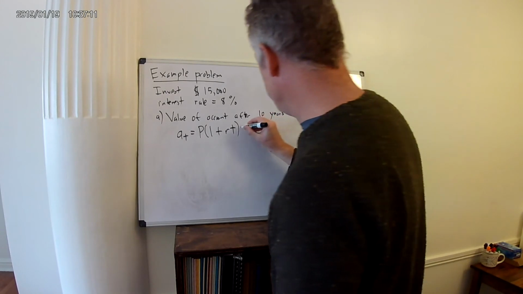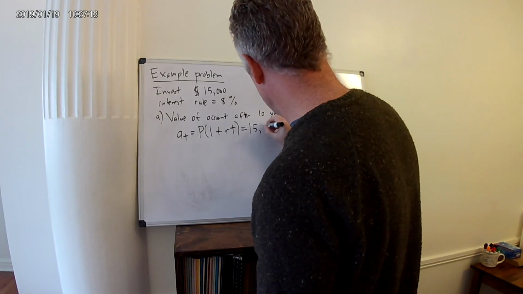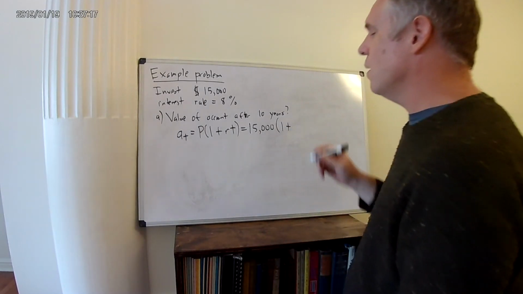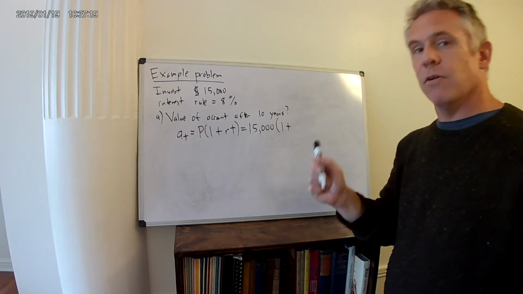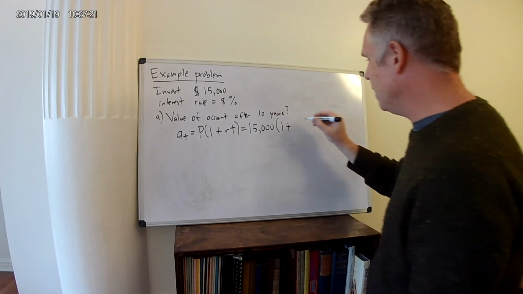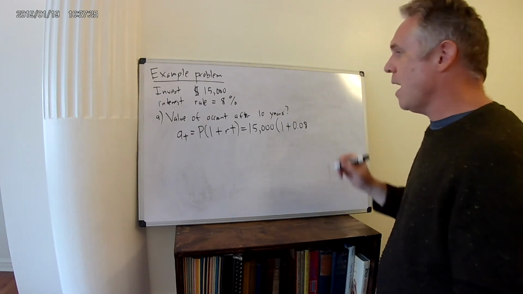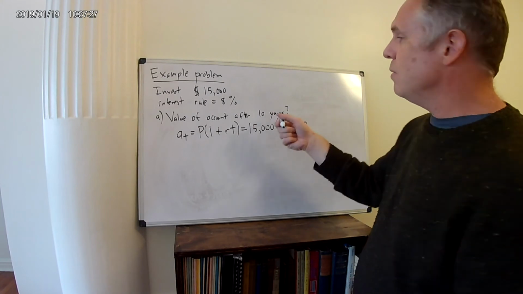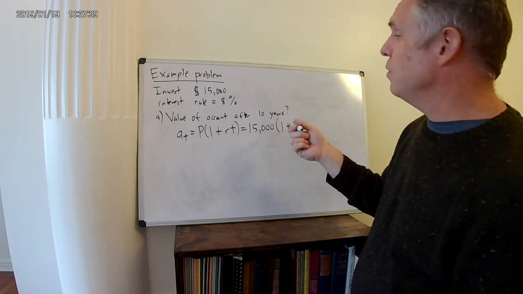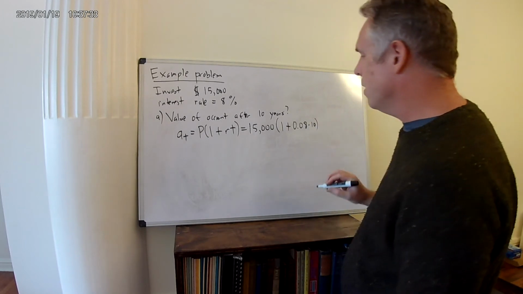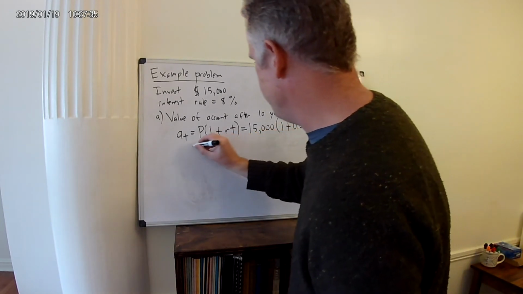So we know our principal is $15,000. We know that the rate here is 8%, but we need to remember to convert that to a decimal, so we plug in 0.08. Okay? And now what's the time here? Well, the time is 10 years. We're interested in the value of the account 10 years in the future, so we plug in 10 here. And let's finish this calculation.